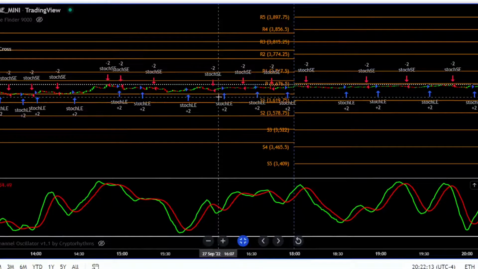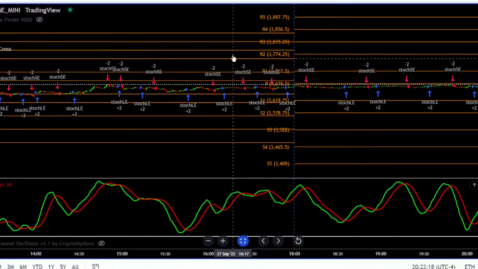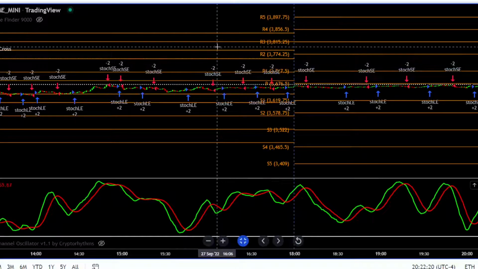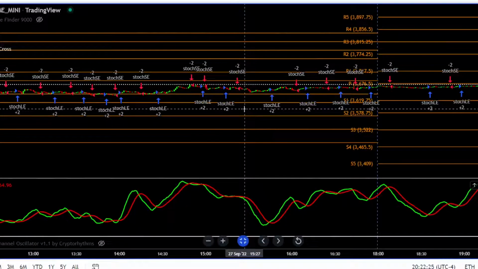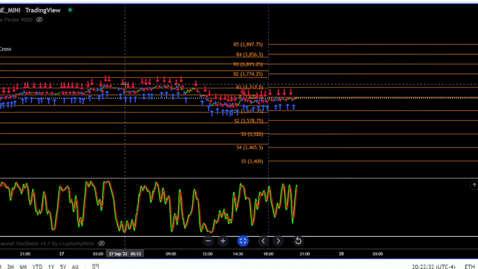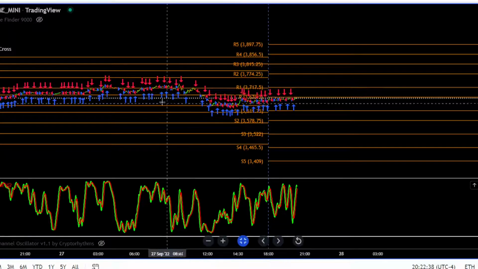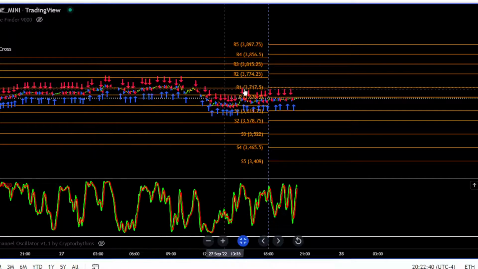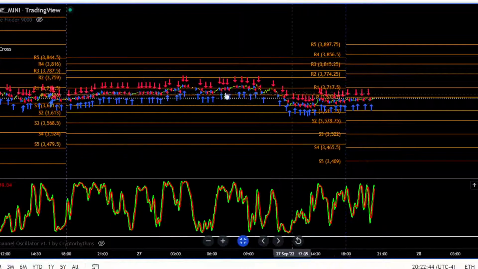We count them as support 1, 2, 3, 4, 5, and then resistance 1, 2, 3, 4, and 5. Just a way to measure support and resistance. That's based on, I don't know if you can tell, but this line is the close plus the low or something like that, and then that sort of stuff.